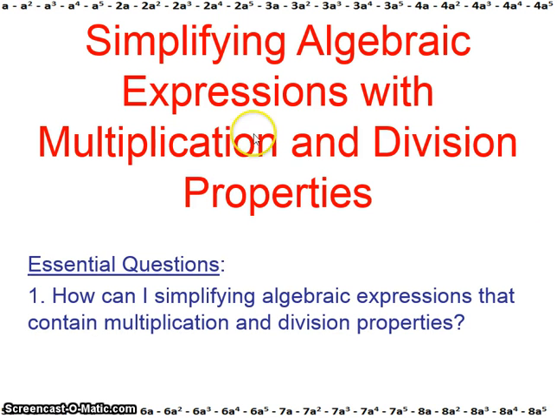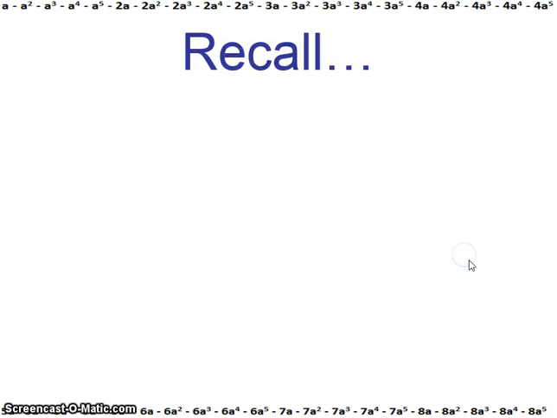In this lesson we will continue learning how to simplify algebraic expressions, and today's focus will be on multiplication and division properties. You will learn two properties that will help you to simplify more complex algebraic expressions.